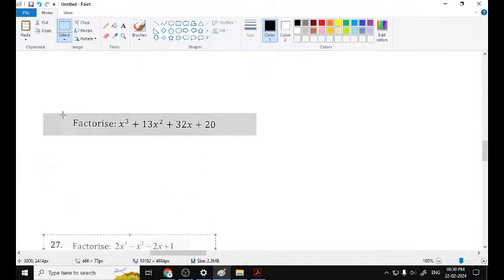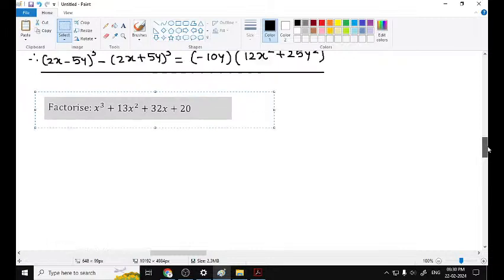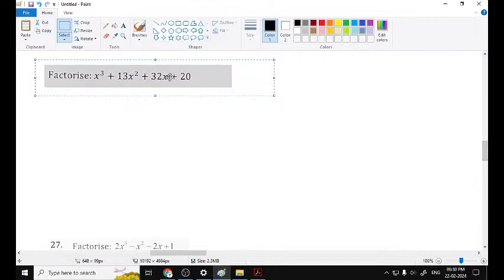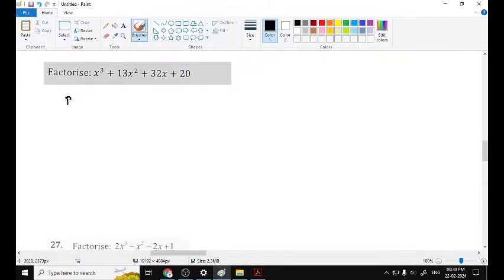These are cubic polynomials. So the method to factorize these is the same. Let us denote this given polynomial by p(x).